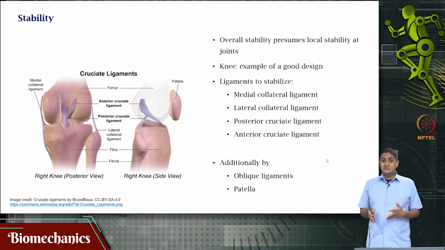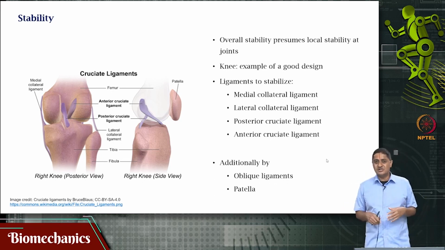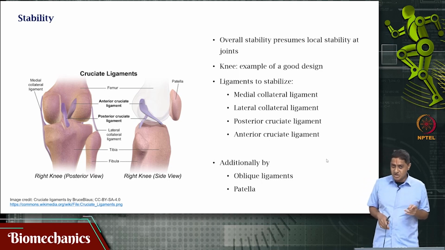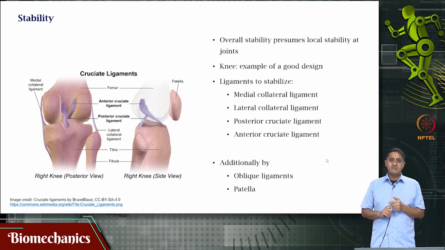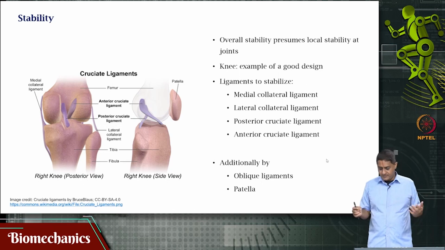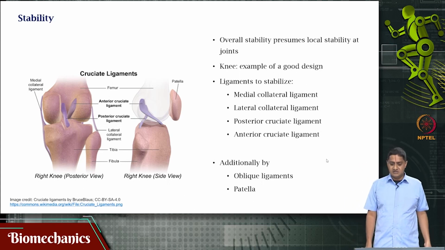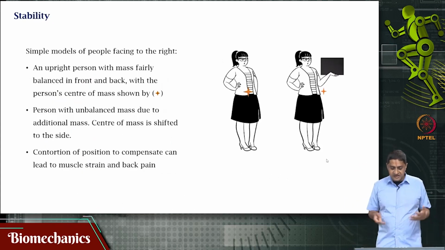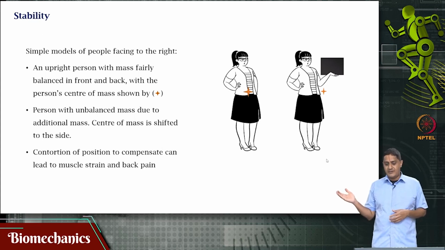So this stability in the knee joint contributes to the overall stability, but remember, it is not just the knee joint. There is stability at the hip joint, there is stability at the knee joint, and there is stability at the ankle joint. All this stability together leads to the overall stability. Also, what else might affect stability? Let us say that you are carrying a weight. I am carrying a weight on the side, for example.